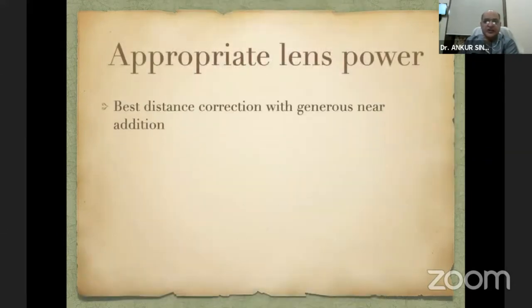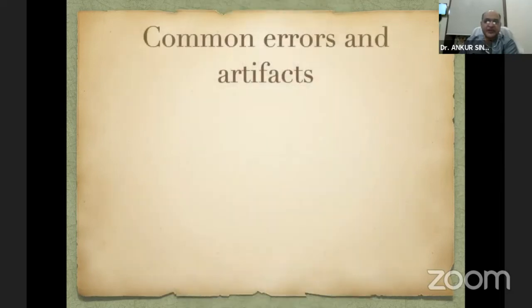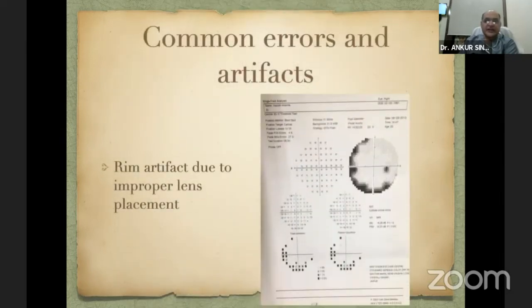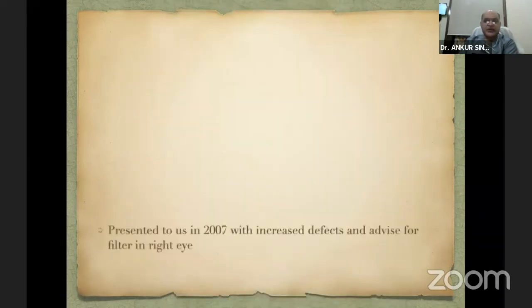Appropriate lens power is to be used based upon the distance correction. Generous near addition should be given. The patient should not be using accommodation because it demands a lot of effort from the patient, and any cylinder of more than one diopter should be placed in the proper position. Now, common artifacts. There can be a rim artifact like this, as we have just discussed, if the lens is far away from the patient's eye, and if you explain to the patient and put the lens in the correct position, it goes away.